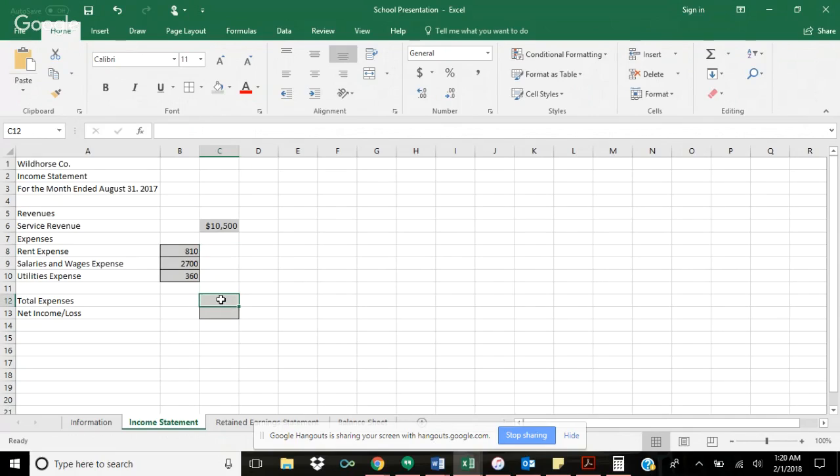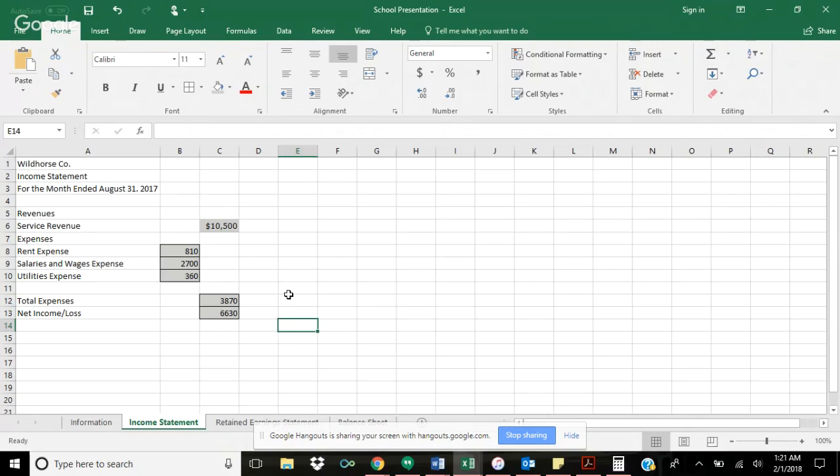So total expenses here, we're going to add these 3 together. So the total for those 3 for total expenses is $3,870. And in order to get net income, you're going to take your total revenues, which here is this $10,500, minus the $3,870, giving you a total of $6,630.